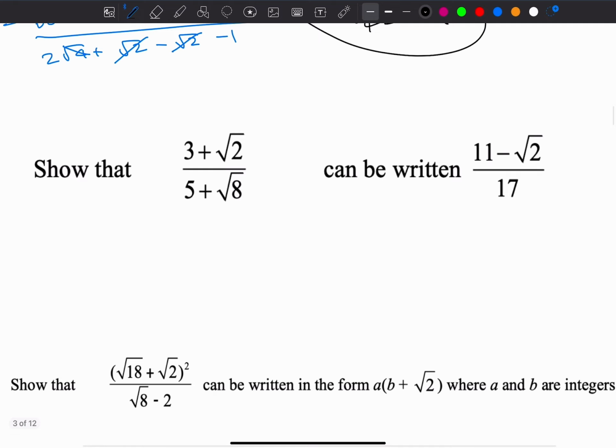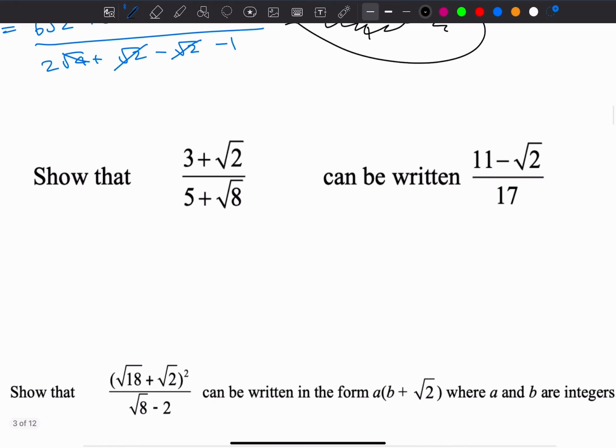Next one. Show that it will be written like that. Okay, root 8 is what? 2 root 2, yeah? Times it by, make sure you simplify it, isn't it? Otherwise it's tricky. 5 minus 2 root 2, 5 minus 2 root 2, and then you multiply it.